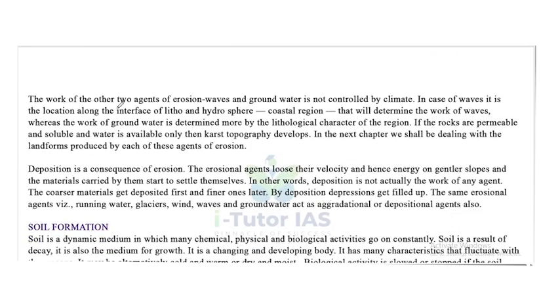The work of the other two agents of erosion, waves and groundwater, is not controlled by climate. In case of waves, it is the location along the interface of litho and hydrosphere, coastal regions, that will determine the work of waves, whereas the work of groundwater is determined more by lithological character of the region. If the rocks are permeable and soluble and water is available, then karst topography develops.